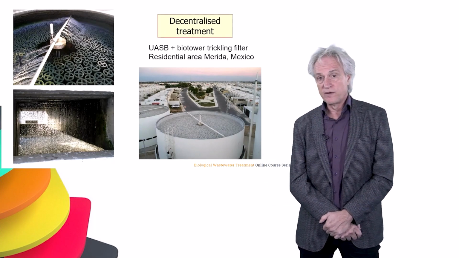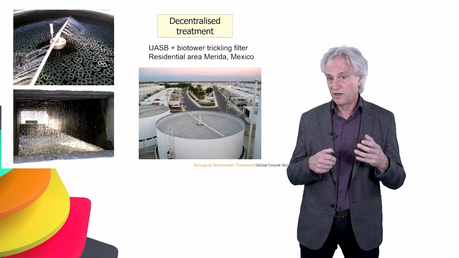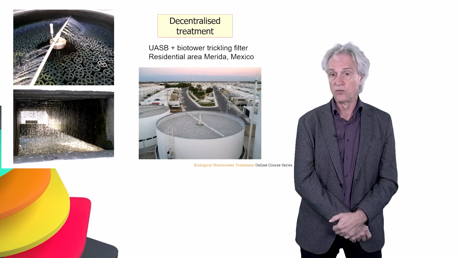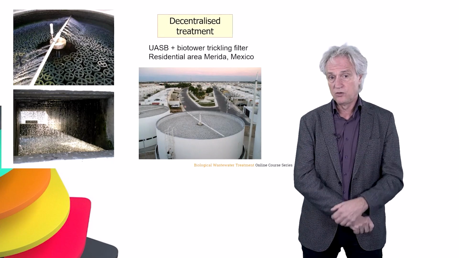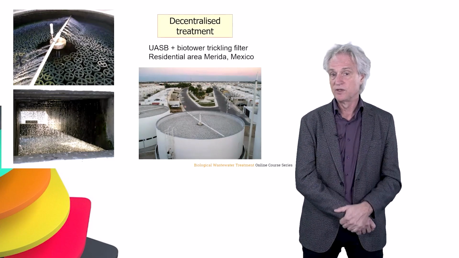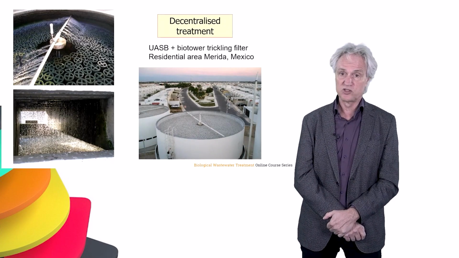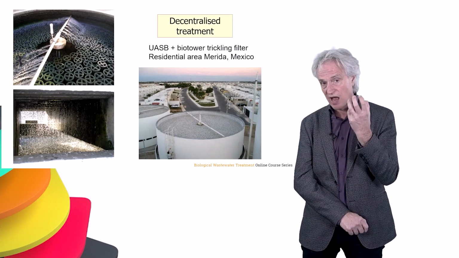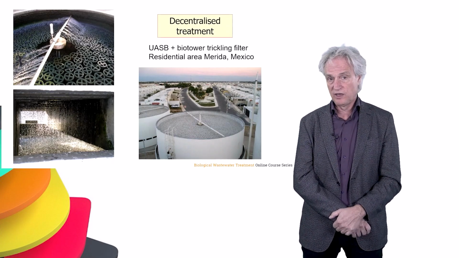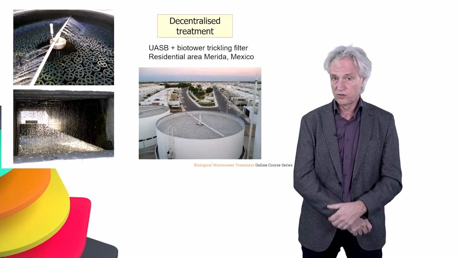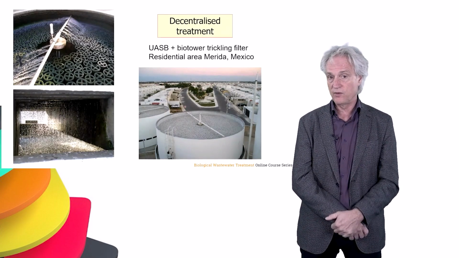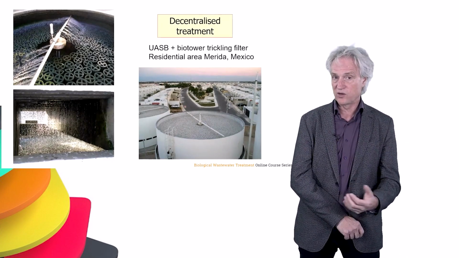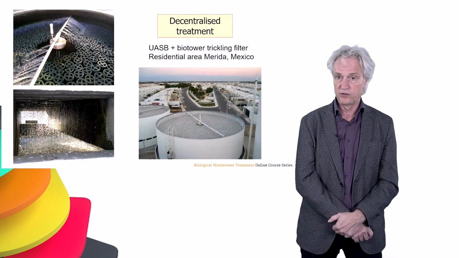Now, then we have another example of decentralized treatment in a rich area. What you see here is an urbanized zone in the city of Mérida in Mexico. You see a trickling filter, and also this trickling filter is preceded with an upflow anaerobic sludge blanket reactor. Interesting to see here is how this trickling filter is constructed. It is filled with ornamental stones, so they have a very large open surface area in which the biofilm can grow. The anaerobic effluent is very well distributed over this trickling filter.